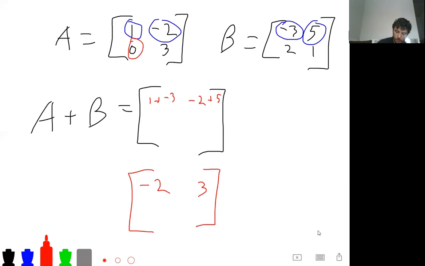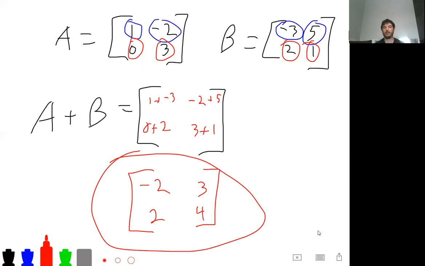And then we'll go 0 and 2. 0 plus 2 is 2. And then we'll go 3 and 1. 3 plus 1 is 4. There is our answer for doing A plus B. Very simple. We are adding the corresponding elements.